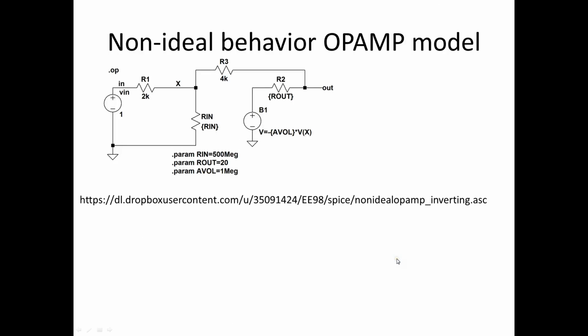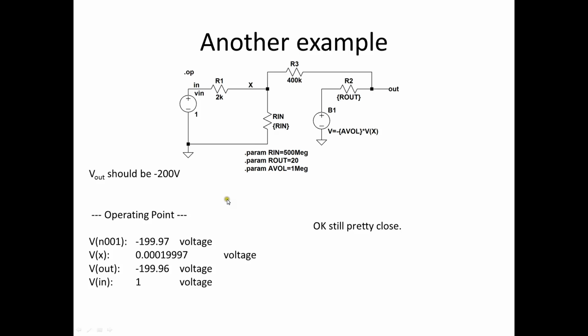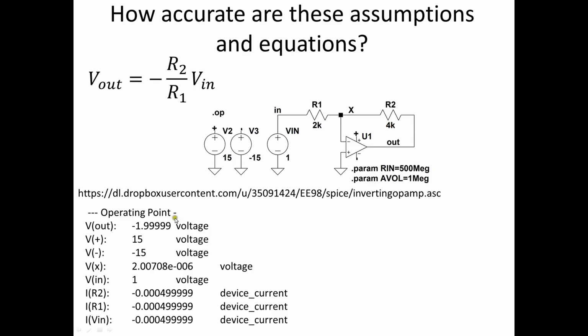Well, let's look at the non-ideal behavior in the op-amp model on the inside. So I've taken this model, and instead of node 2, I have connected it to ground so it no longer exists. And rather than calling this node 1 or the negative node of the op-amp, I've called it X. I've rewritten this equation to minus AVOL times Vx because V2 is no longer there. Rout is 20, Rin is 500 megaohms, and the open loop gain is 1 meg. And we get the same values.